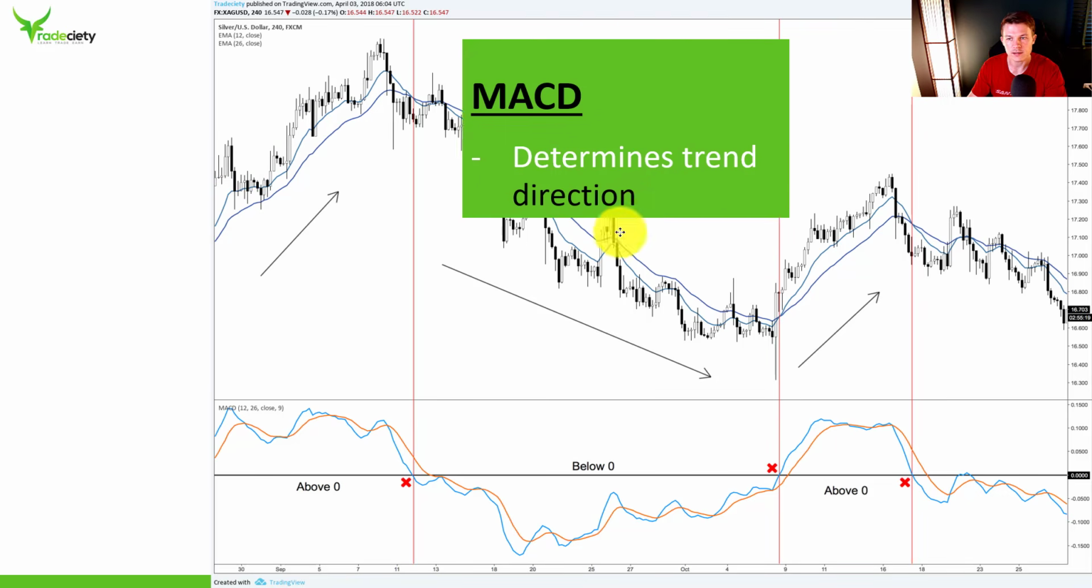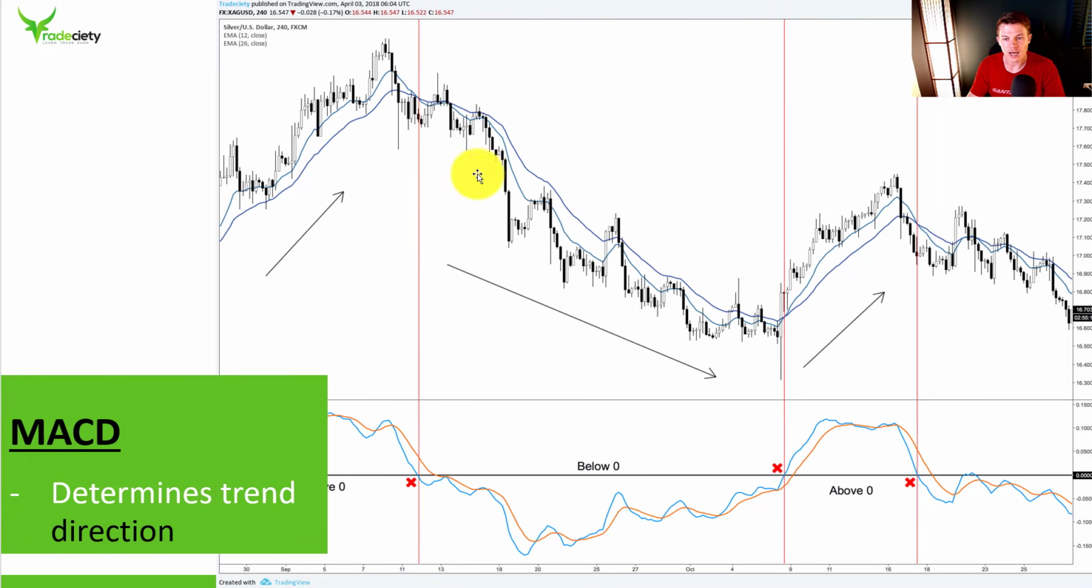And when we move this away, we can then see the times when the MACD is below zero. And this is then where you start looking for shorts only. And this is another objective way of just helping you filter trend direction.